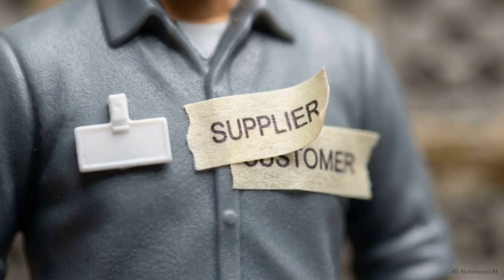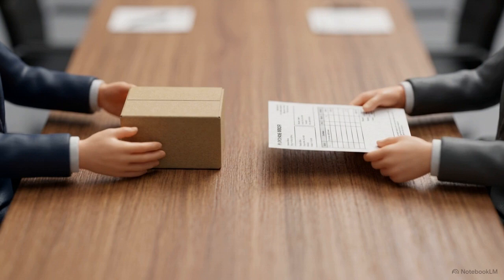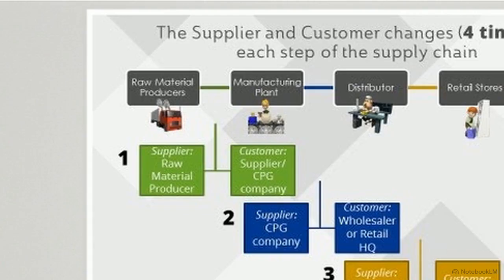While these 4 core functions are strict, the labels we apply to these companies are not fixed. The terms supplier and customer are relative. They are contextual roles defined entirely by the specific transaction taking place at any given moment. This chart mapping supplier and customer changes shows the first handoff. Here, the raw material producer is the supplier, and the manufacturing plant purchasing those materials acts as their customer.